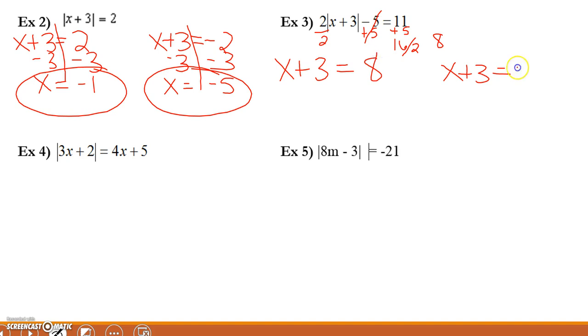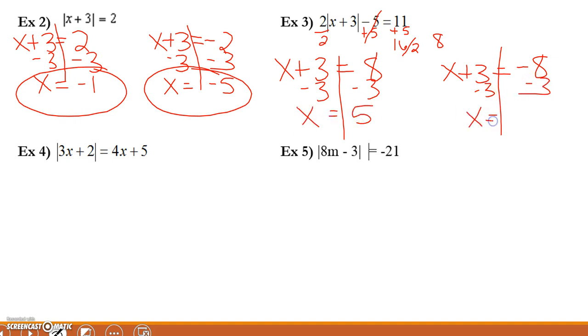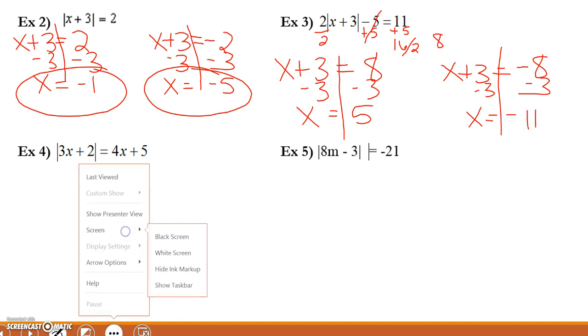So I'm going to set it equal to 8 and negative 8, and I'm going to solve both of those. So subtract 3 on both of them. I get x equaling 5 and x equaling negative 11. So then I go to my calculator.